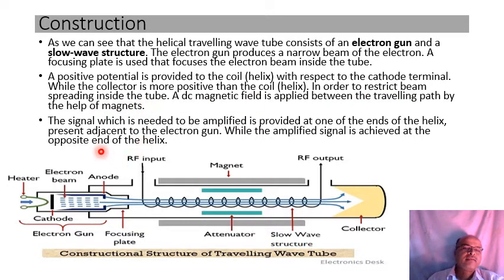The signal which needs to be amplified is provided at one end of the helix, present adjacent to the electron gun. So the signal to be amplified is given from this side, at one end of the helix adjacent to the electron gun, while the amplified signal is achieved at the opposite end of the helix. So we will get the amplified output from this side.